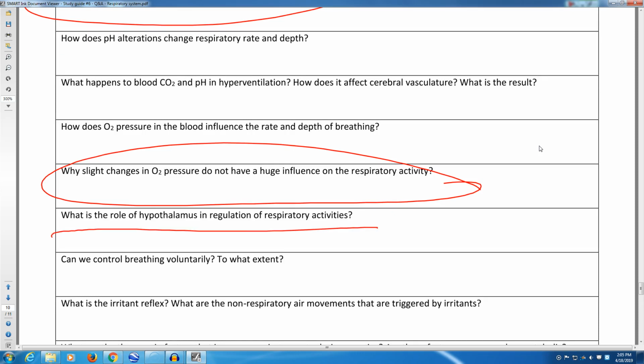Hypothalamus. Emotional respiratory movements like gasping. We can control breathing voluntarily. We can hold the breath. But normal breathing will be reinstated when CO2 is very high. Irritant reflex. Sneezing, coughing.